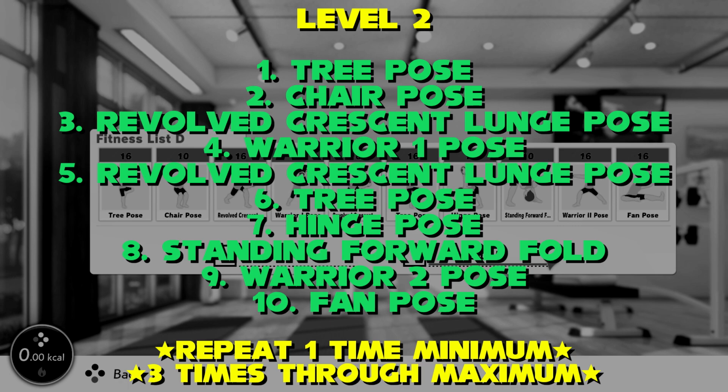As usual, do the best you can with your legs and try to match Tip's form as best as possible within your range of motion. Repeat one time through minimum and do not do more than 3 rounds through maximum. Relax and well done.